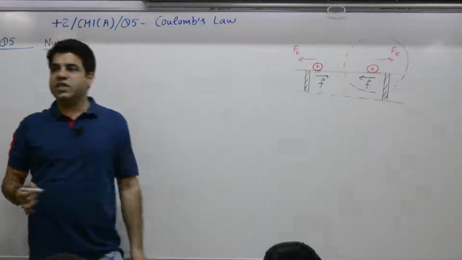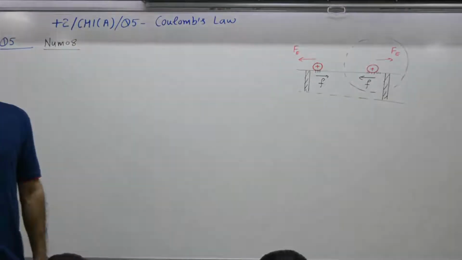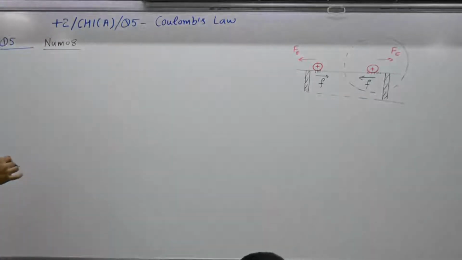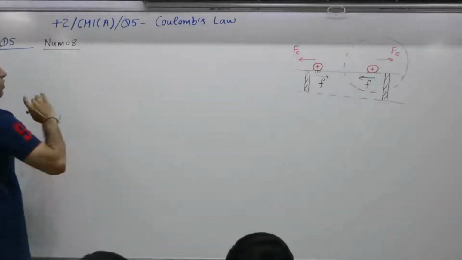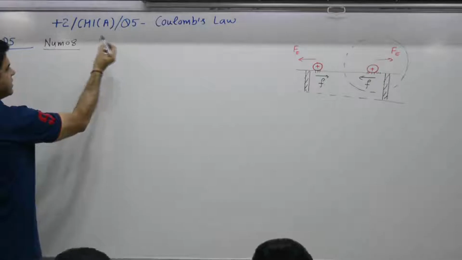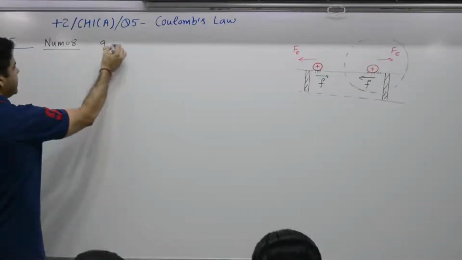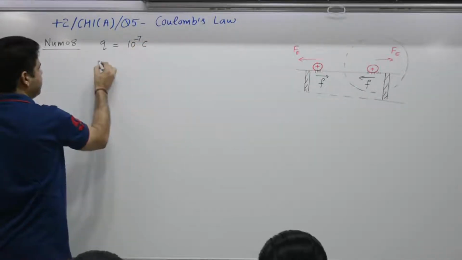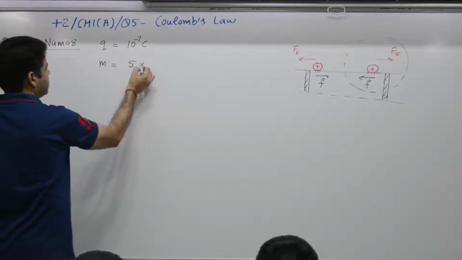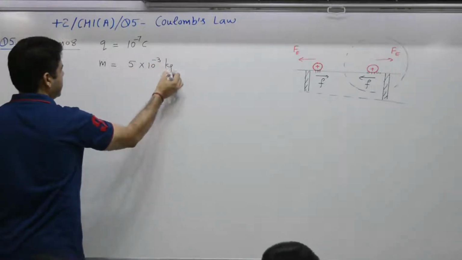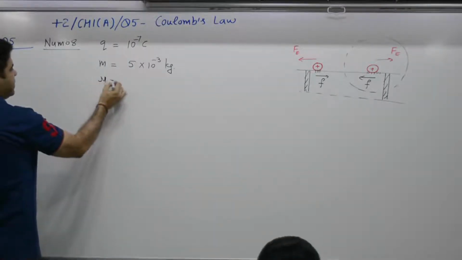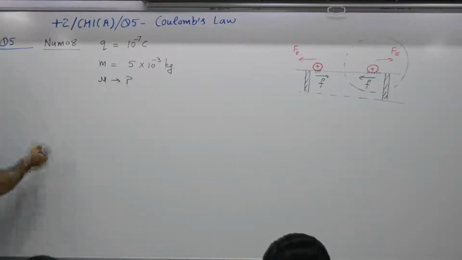It is given in the question that it is in equilibrium. Underline in numerical, equilibrium. Equilibrium means what? Net force is 0. What is given is the charge on each particle, 10 raised to power minus 7 coulomb. Mass of each particle 5 grams, 10 raised to power minus 3 kilogram, SI units. What you need to find out is coefficient of friction, nu.